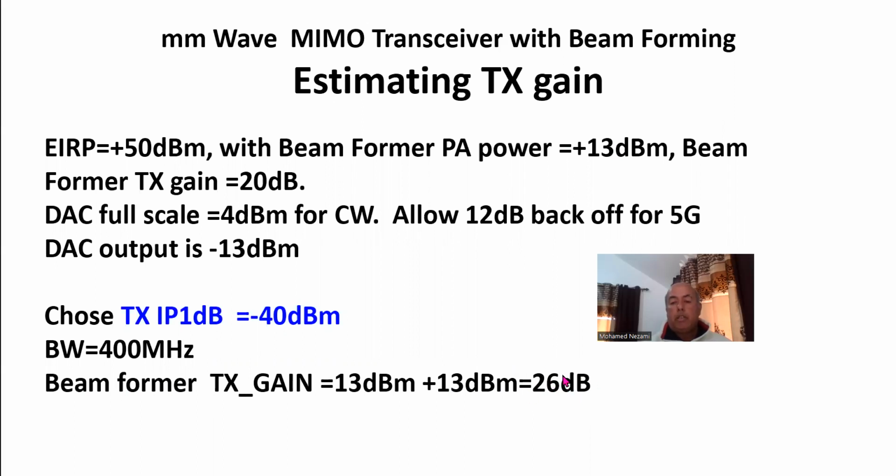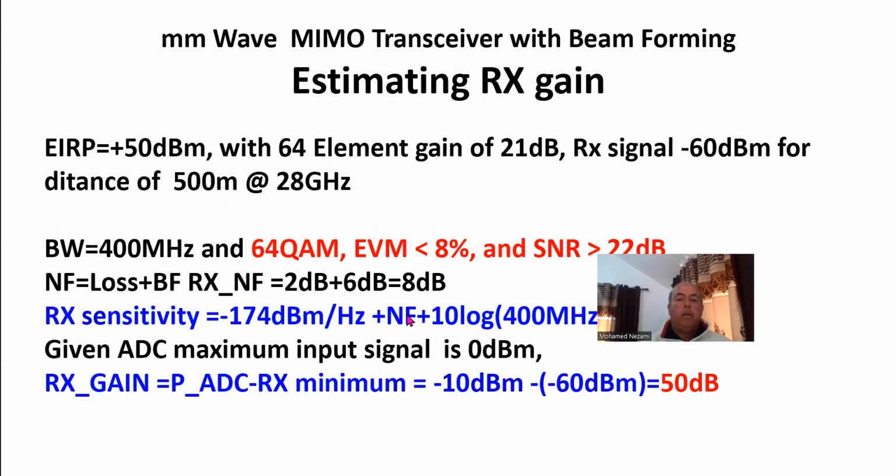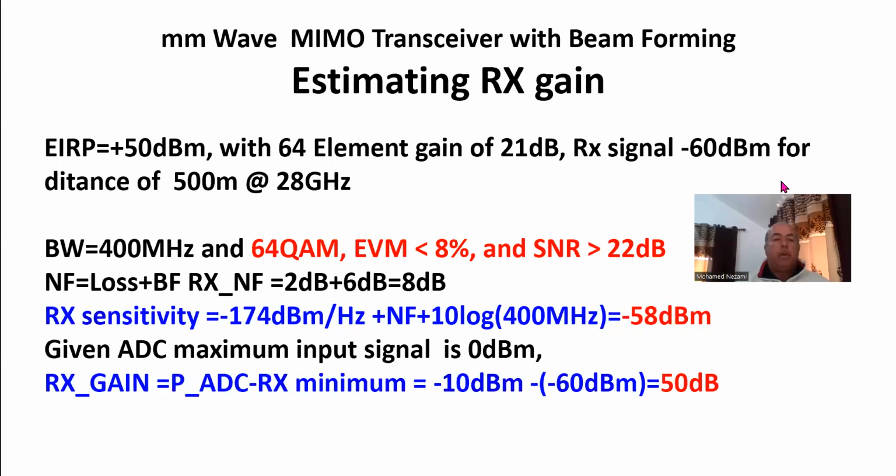Of course, that's really overall gain excluding all the losses. And in actuality, when we start implementing this, you have a lot of filters, you've got passive mixers, and so forth. So you're more likely to end up with about 50 dB or even 60 dB of gain, okay? Now, let's do the receive side.